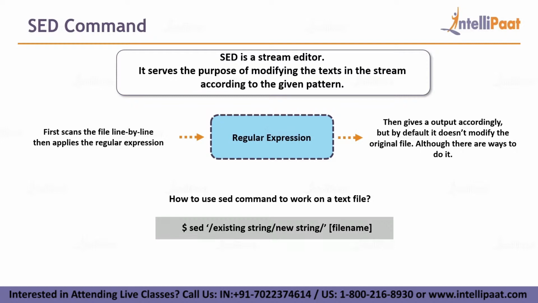You can see the process of it. First it scans the file line by line, then applies the regular expression. The regular expression can be anything. It can be a word or it can be an expression like a square bracket 0 to 9, so the first character should be a number, the second character should be a word. Like that you can create your regular expression, and then once the sed command works, finally it will give you the output.